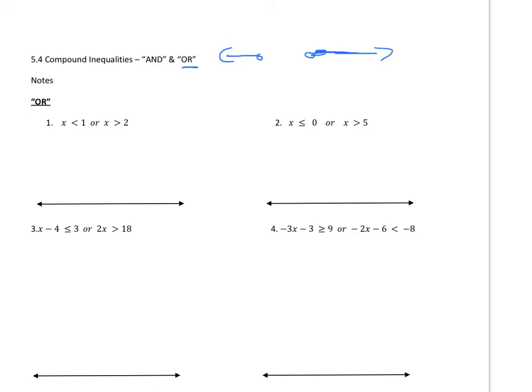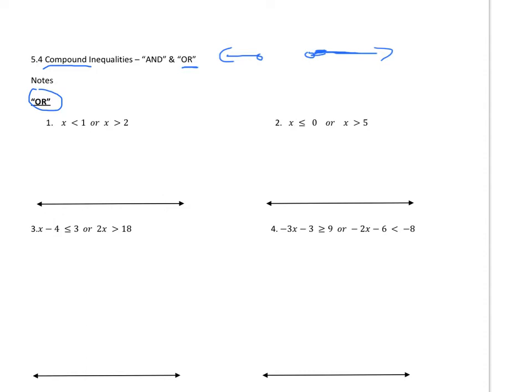All right, guys, for this video, we're going to move on to 5.4. It's called compound inequalities. So compound meaning we're going to have two inequalities that we're going to solve for the same problem. And this, we're going to only use ones where the two inequalities are separated by the word or. And I'm going to kind of show you right here.